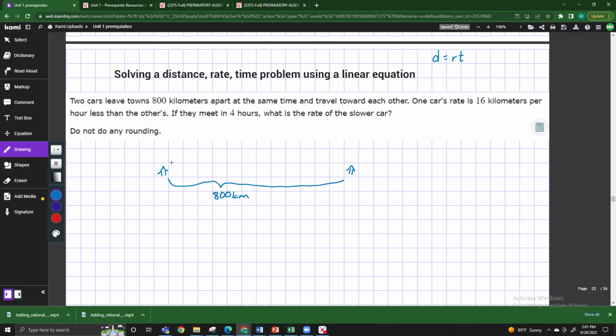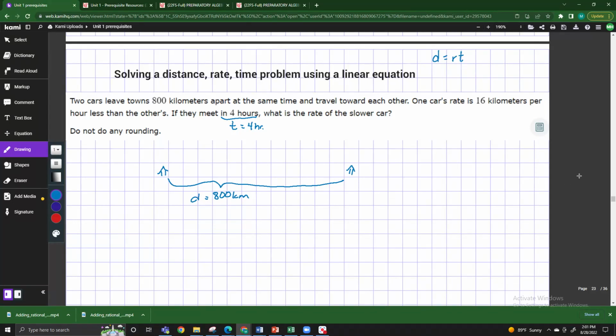So one car's rate is 16 kilometers per hour less than the others. Awesome. If they meet in 4 hours, so I know they meet in 4 hours, that tells me T equals 4 hours. What is the rate of the slower car? So this is distance, so this is D. They're going towards each other, but their speed, basically, they're eating up that distance. So they're going to be coming together.